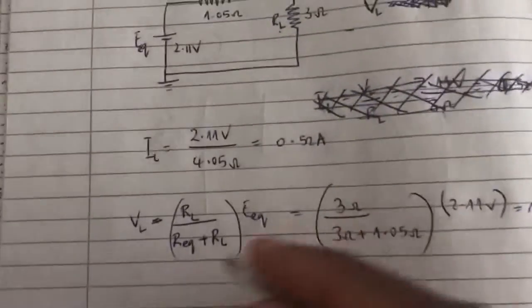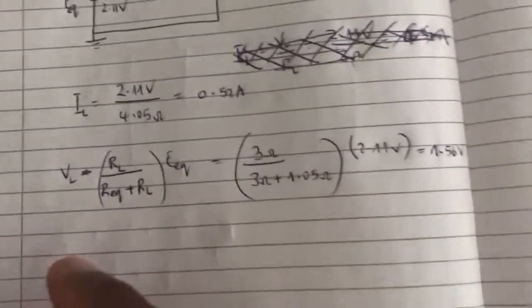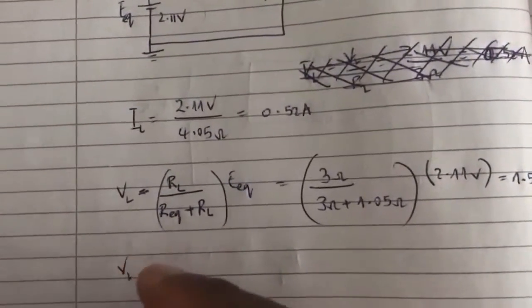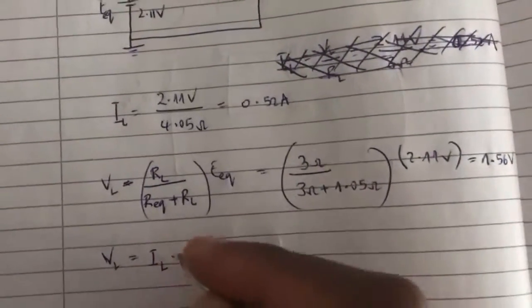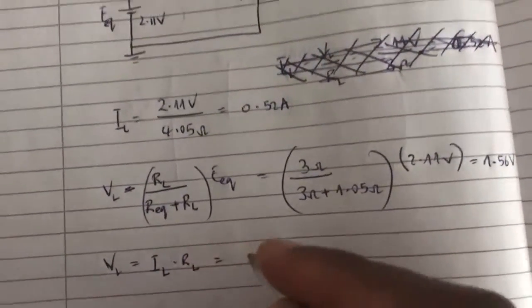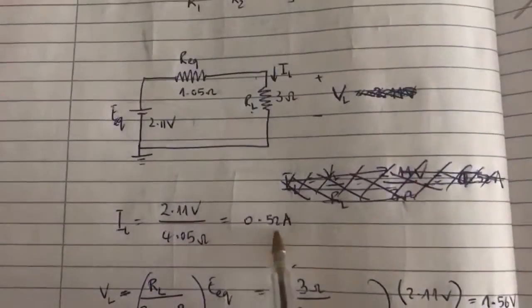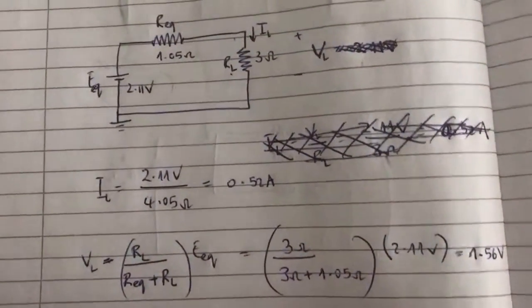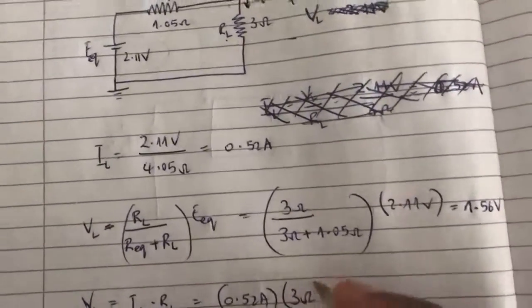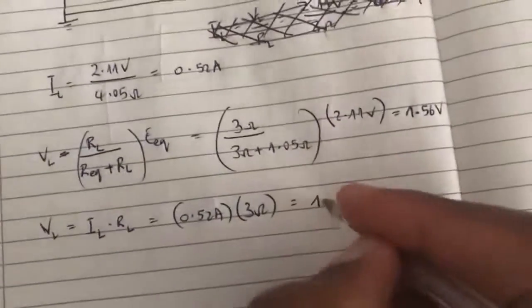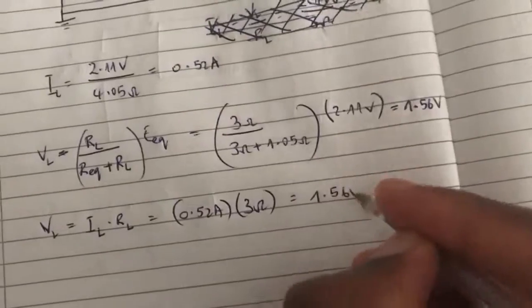1.56 volts. Or we can simply use Ohm's law, where we know VL is simply going to be the product of the current times the resistance, which is IL, 0.52 amps, times 3 ohms, and this gives you 1.56 volts.